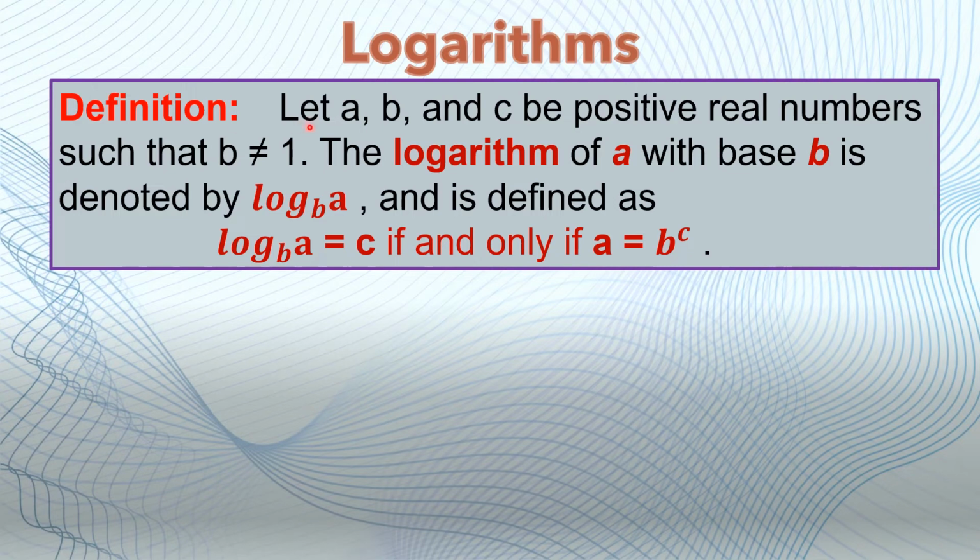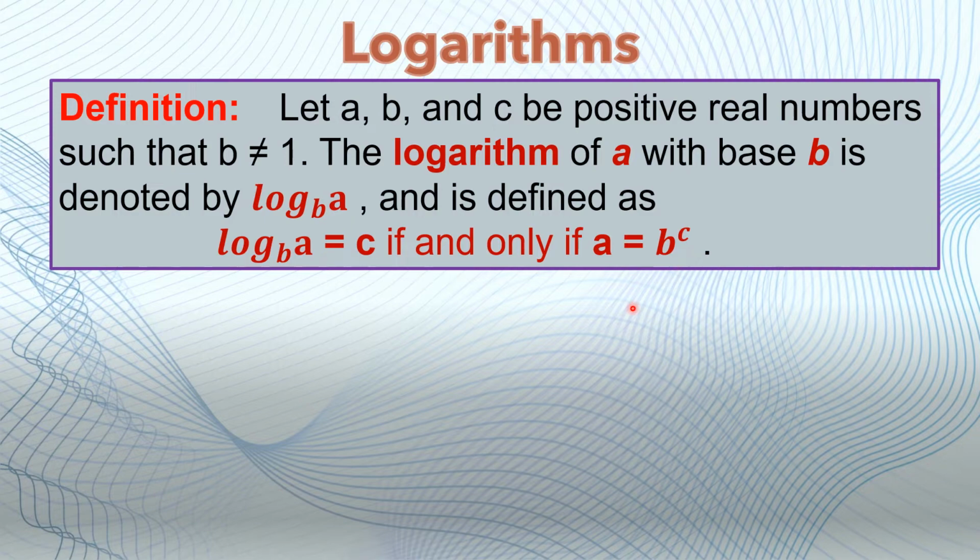Definition. Let A, B, and C be positive real numbers such that B is not equal to 1. The logarithm of A with base B is denoted by log base B of A and is defined as log base B of A is equal to C if and only if A is equal to B raised to C.